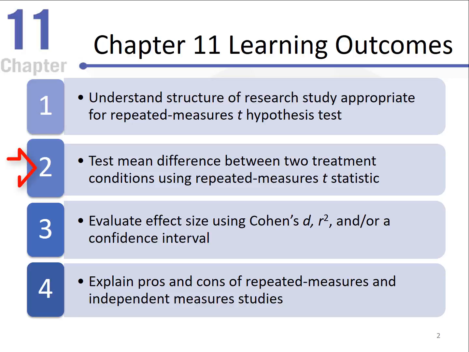You will be able to test the mean difference between two treatment conditions using the repeated measure t-statistic. You will be able to evaluate the effect size if needed, again using Cohen's d or R-square, and also be able to establish a confidence interval. And then lastly, explain the pros and the cons of repeated measure and independent measure studies.